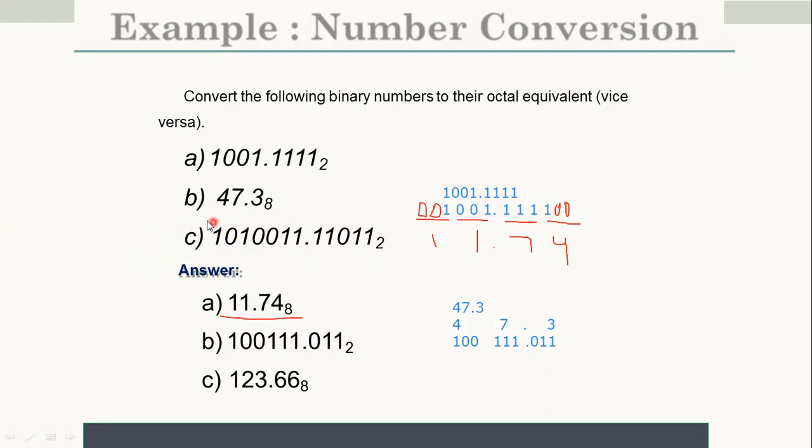Now this will be converted into octal. How to convert to octal? See here. Take that number, 1010011.11011. Now group three digits.